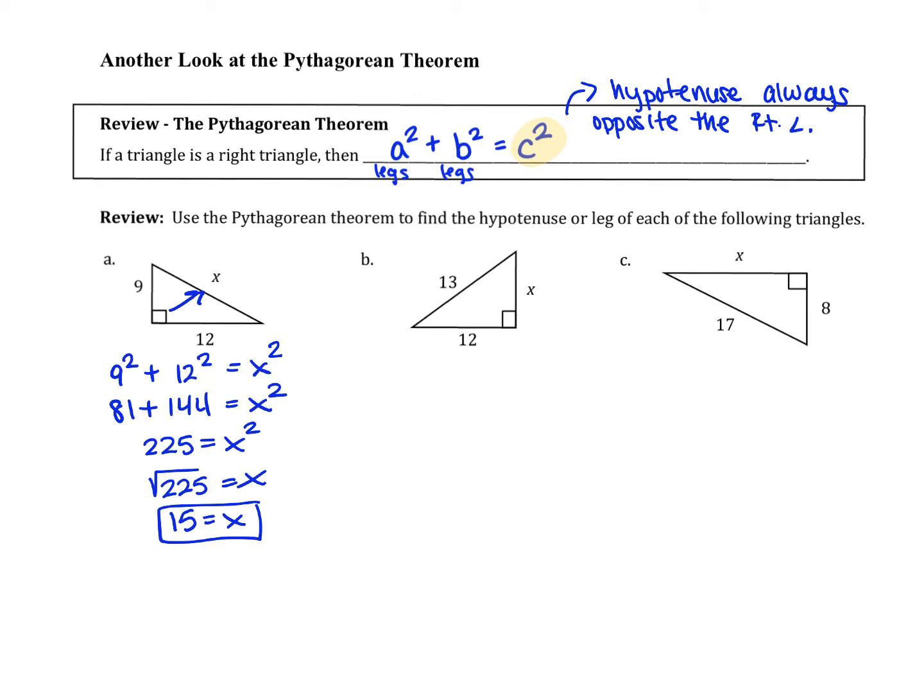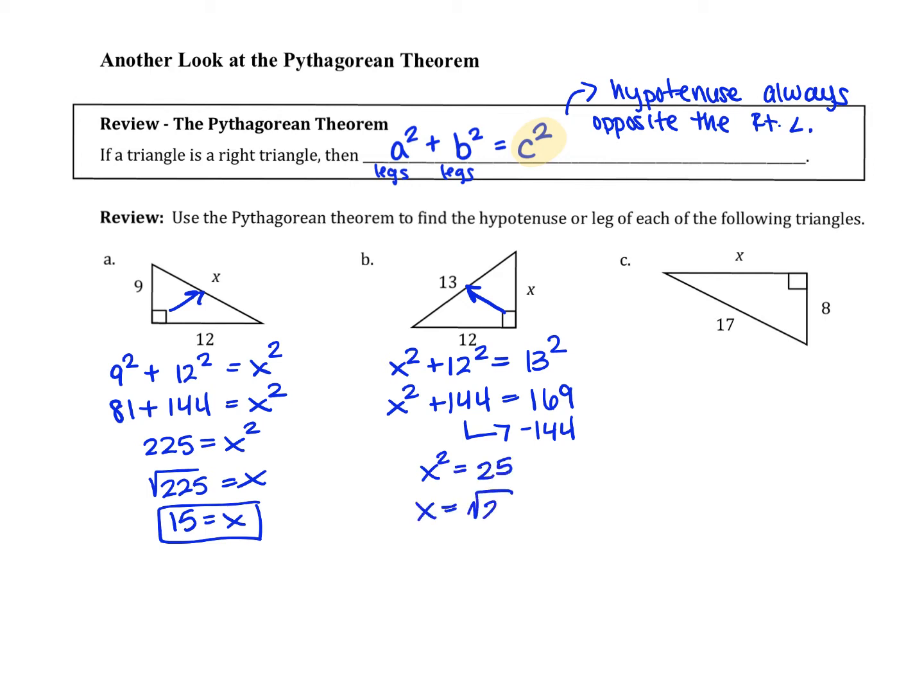So look at our 90-degree angle, our right angle. The number opposite of that one is 13, so that's going to be my hypotenuse. So we have x squared plus 12 squared equals 13 squared. So x squared plus 144 is equal to 169. Then you subtract the 144, so you get x squared is equal to 25. And then you do the square root of 25, giving you an answer of x equals 5.